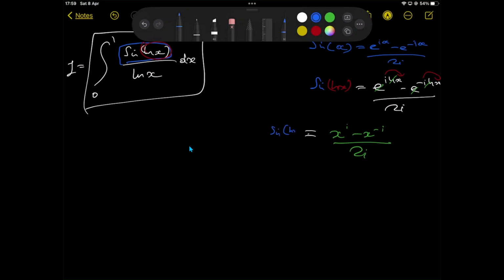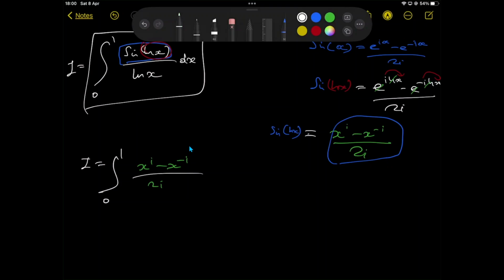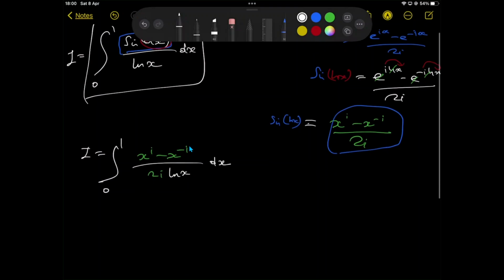So I can replace this with the numerator. Let's do that now. The integral goes from 0 to 1, and it's the same as x to the i minus x to the negative i all over 2i. And on the denominator, we happen to have an ln x. I'll just write the ln x over here, dx. Okay, now we have this.